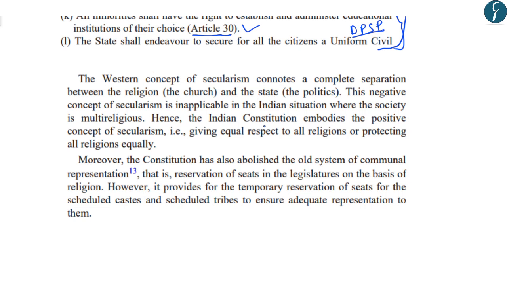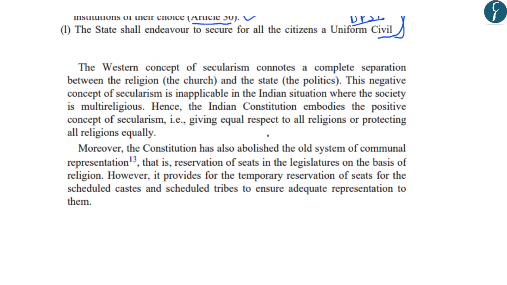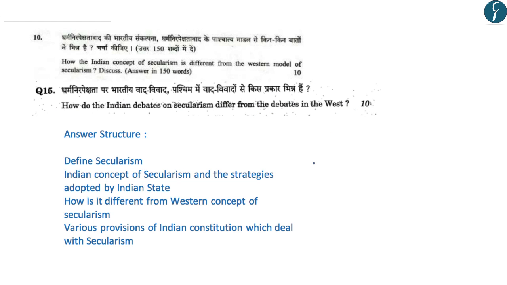Further, this chapter again explains the difference between the Western concept of secularism and the Indian concept of secularism. And we have learned about it in the NCERT chapter of class 8th. So to answer the questions which were asked in the previous year in the mains examination, related to the difference between the Indian and the Western concept of secularism, you can use this answer structure.